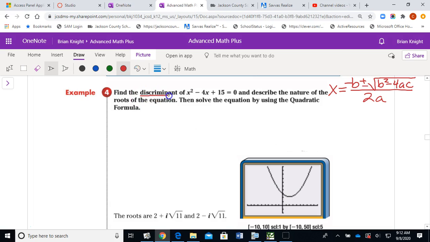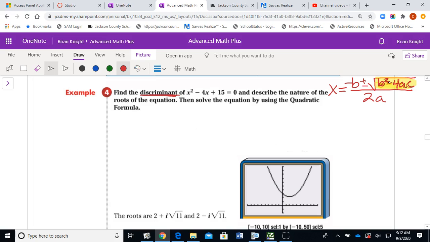The discriminant right here, you see that word? The discriminant is the part under the square root. Understand, it's not the square root itself. It's what's under the square root, the b squared minus 4ac. Just the b squared minus 4ac. So if they're ever asking you just to tell them what kind of answers you're having, you don't have to do the whole thing. You just have to do the b squared minus 4ac, and it will tell you what kind of answers you're going to have.